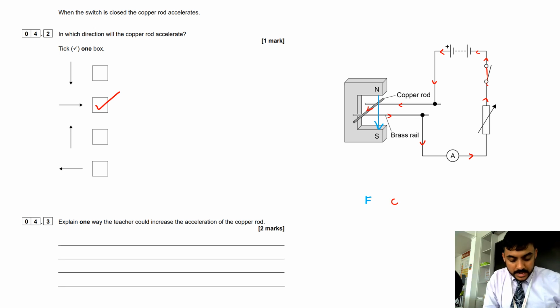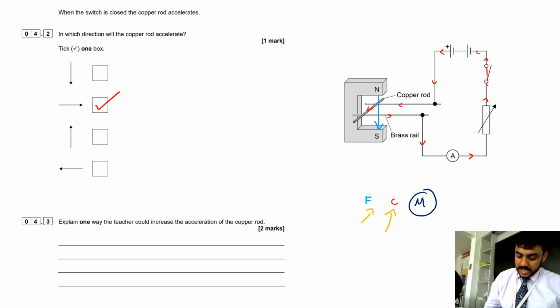Next question. Explain one way the teacher could increase the acceleration of the copper rod. For any of these questions that talk about electromagnetism, when they ask you to increase one thing, remember they're asking you to increase the acceleration, the motion. What we can control is these two things, the field and the current. So one way is increase the current.